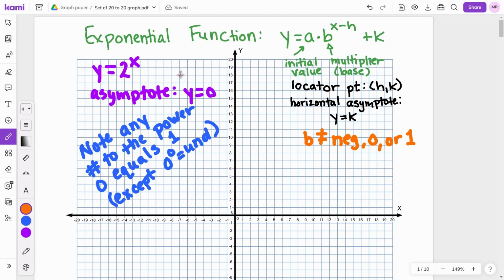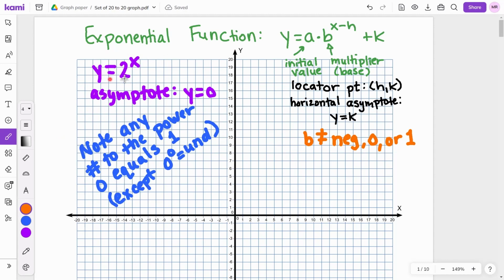So I am going to first be graphing y equals 2 to the power x. Now, a little note here. Any number to the power 0 equals 1, with the exception of 0 to the 0, which is undefined. So what that means is if I have just a base to a power, my a is really just a 1. Doesn't matter if it's 2 to the power 0, 3 to the power 0, 1/4 to the power 0. Any number to the power 0 is going to be 1.